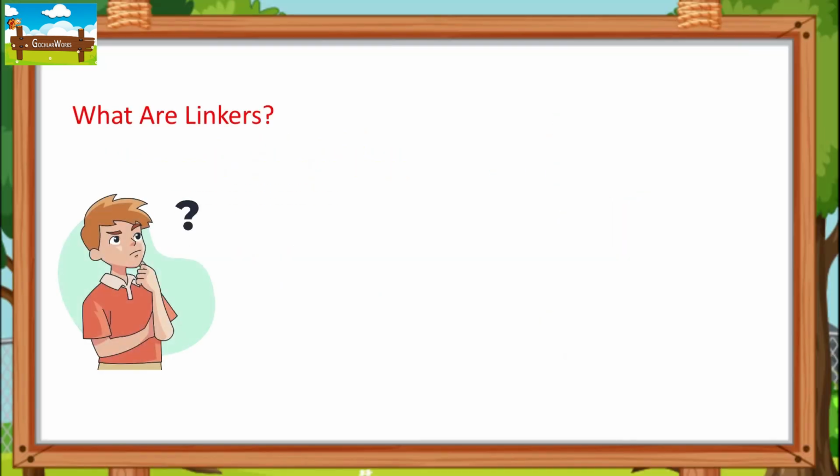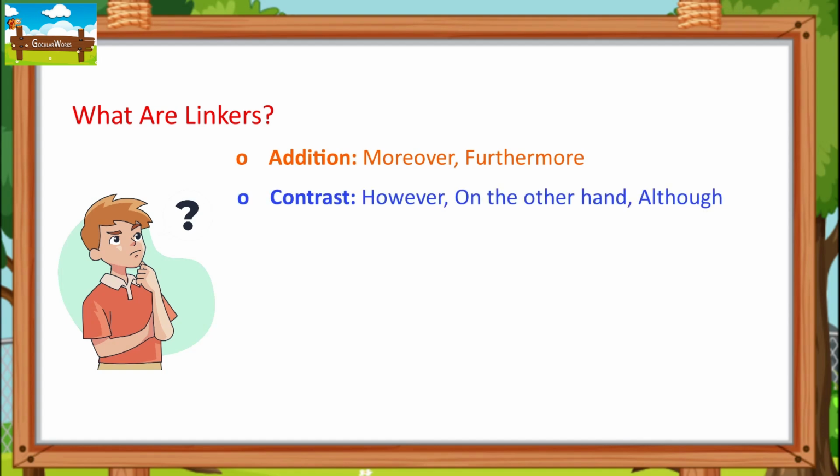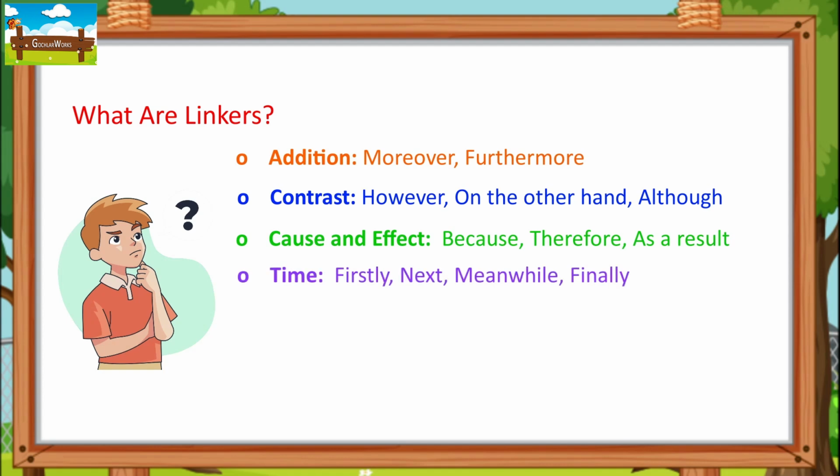What are linkers? Linkers help show relationships between ideas. Addition: moreover, furthermore, in addition. Contrast: however, on the other hand, although. Cause and effect: because, therefore, as a result. Time: firstly, next, meanwhile, finally. Examples: for example, for instance, such as.